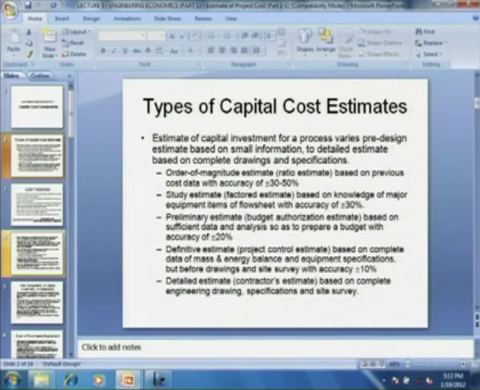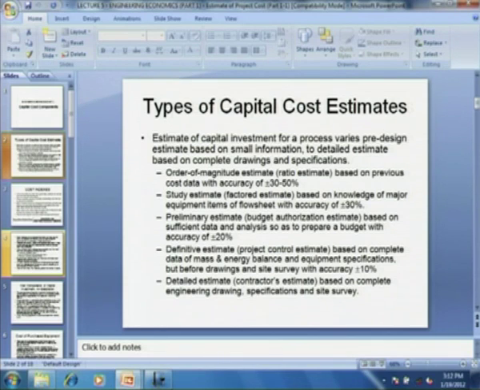Let us see the typical capital cost estimates. The estimate for capital investment for a process may vary from a pre-decision estimate based on little information except the magnitude of the proposed project, to a detailed estimate prepared from complete drawing and specification. Between these two extremes of the total economic analysis, we have to develop the capital investment estimate through various steps, and there could be numerous other estimates that vary in accuracy depending upon the stage of development of the project.